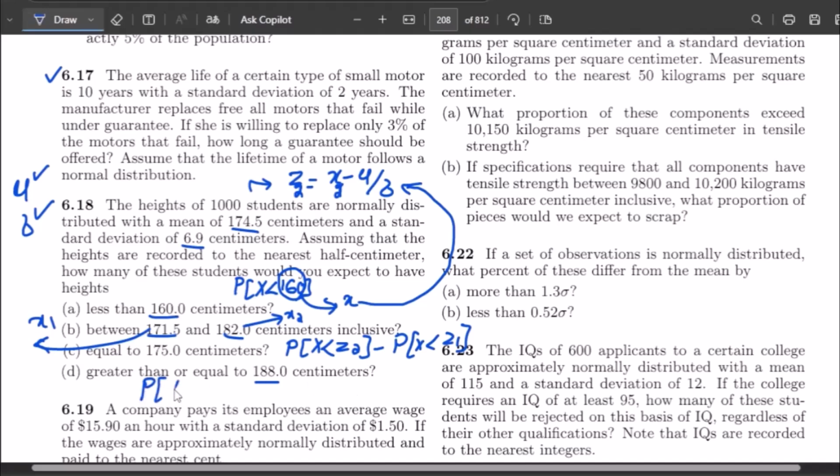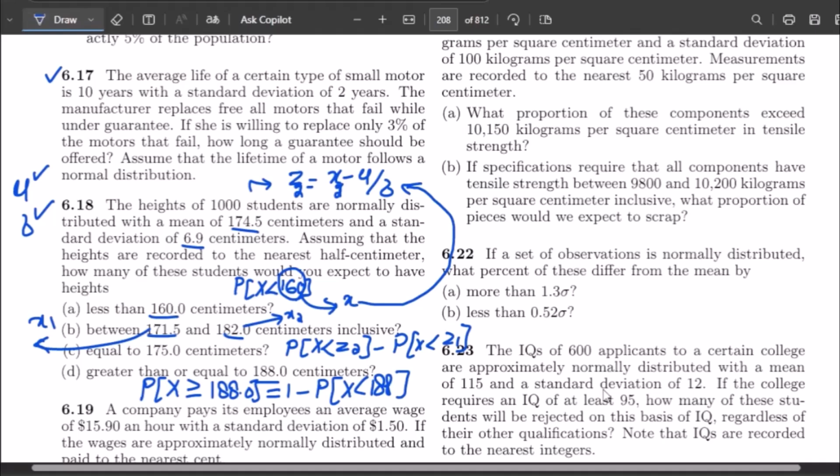Similarly here, you have to convert it into z for greater than or equal to 188.0 centimeters. It is the probability that x is greater than or equal to 188.0 centimeters. We cannot find it directly because the z distribution table is in the form where x should be less than the value. So it would be 1 minus the probability that x is less than 188. This is what we have to find out. This 188 will be converted to z, and then by employing the z distribution table we will find the solution. So this is all about question 6.18.